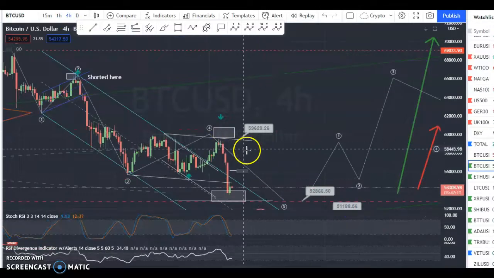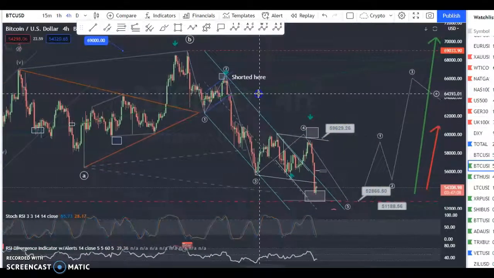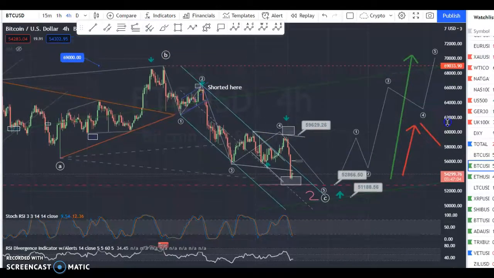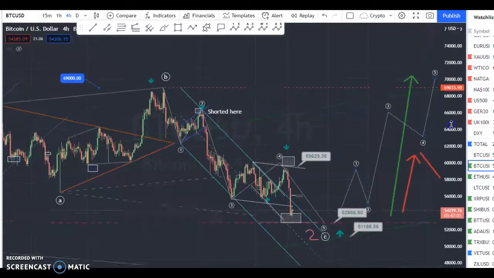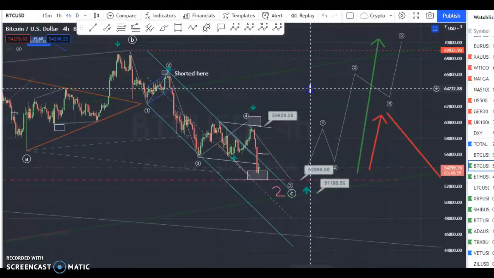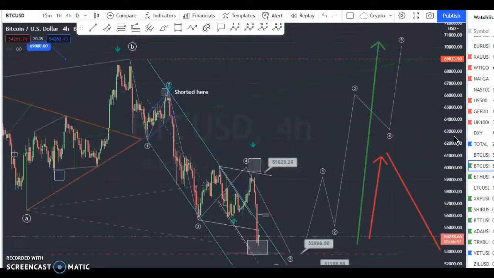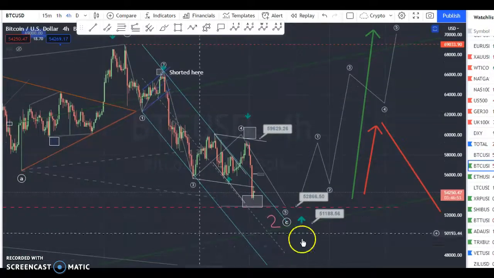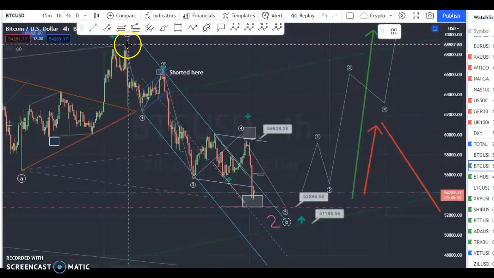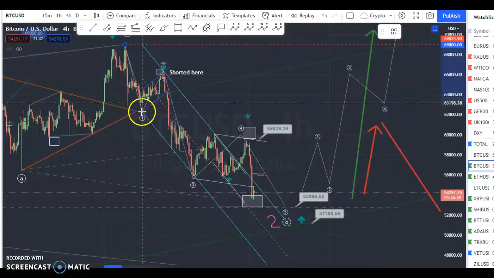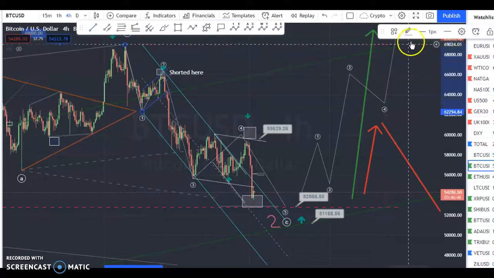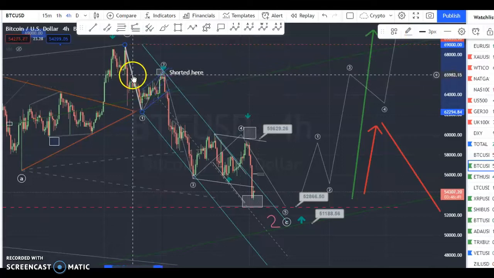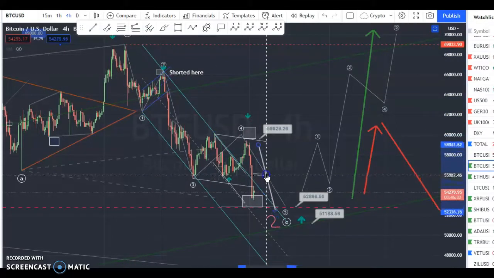Now, let me show you the 4 hour. If this is now definitely 1, 2, 3, 4, 5, is it doing 5? Where will number 5 stop? That's the question we have to answer. So what do you do to project wave 5? In Elliott wave, we take the length of wave 1. Let me make this bigger for you. Wave 1 is normally the average of what wave 5 could be from the top of wave 4.